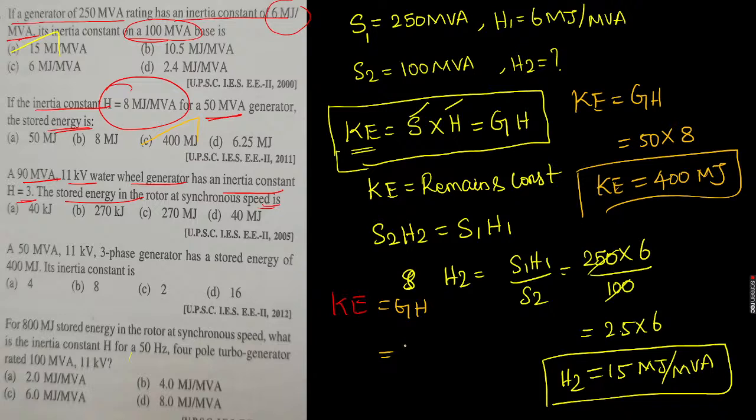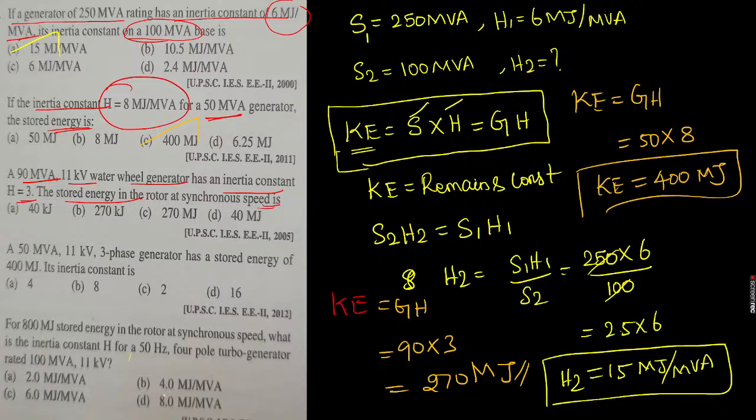What is the value of G? It is already clearly specified in the question. It is 90, and the inertia constant is 3. So it will be 270. It is given in megajoules, so the correct answer is 270 megajoules.